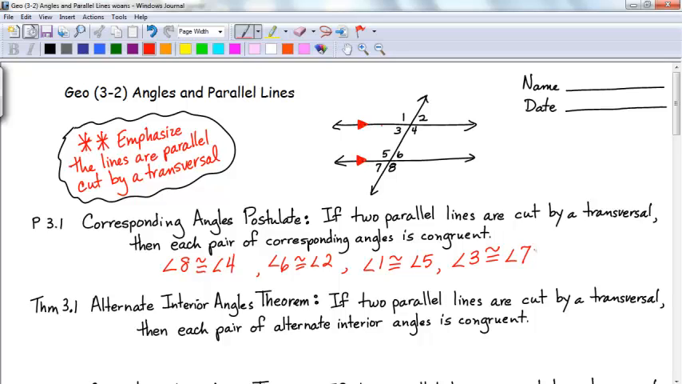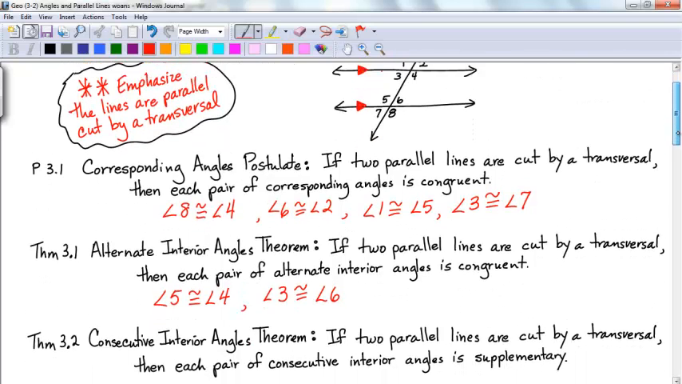Okay, the next one, theorem 3.1. Alternate interior angles. Same idea. We named alternate interior angles in the last section, but now if they're parallel lines cut by a transversal, then each pair of alternate interior angles is congruent. Somebody else name a pair of alternate interior angles. 5 and 4. Angle 5 is congruent to angle 4. And 3 and 6. Angle 3 is congruent to angle 6. And that should be it. Alternate interior angles are congruent if they are parallel lines cut by a transversal.